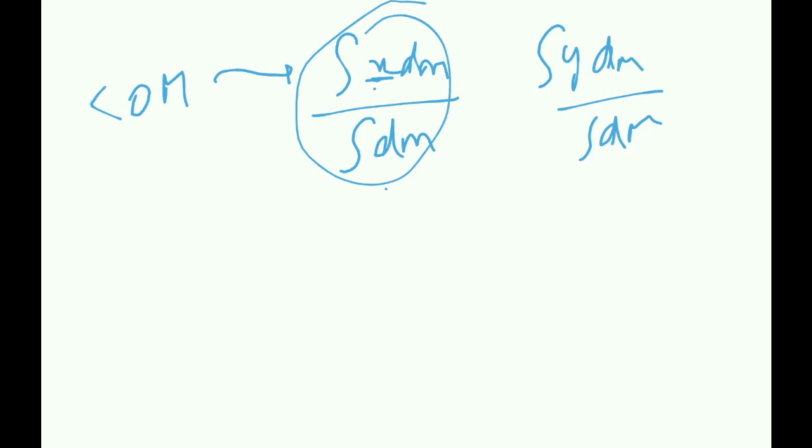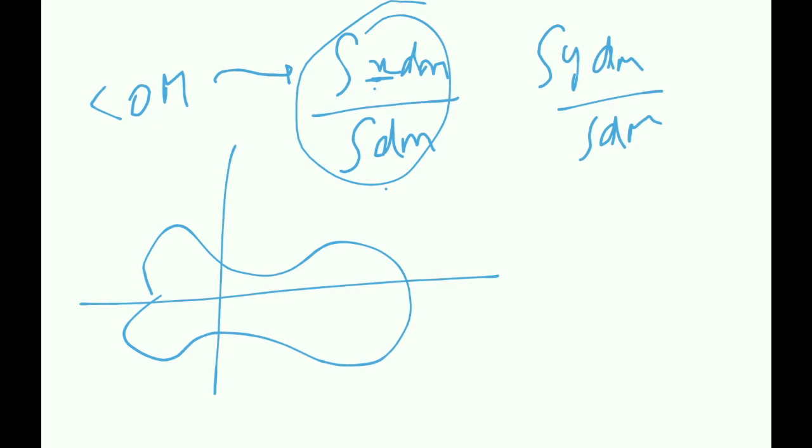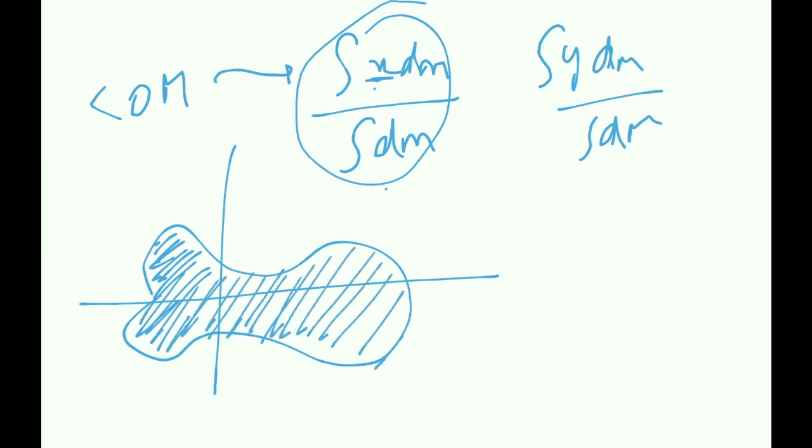For example, let me take a more irregular shape, something like that, and I want to find its center of mass. Say this is my coordinate plane. What I do is divide this into a number of really small chunks, so the number of chunks is going to be like infinity, right? The distance from the origin for each particle is going to be defined.